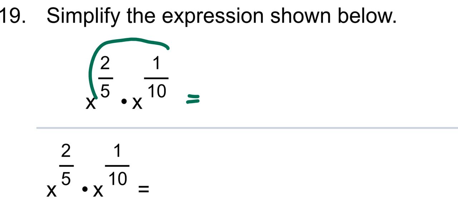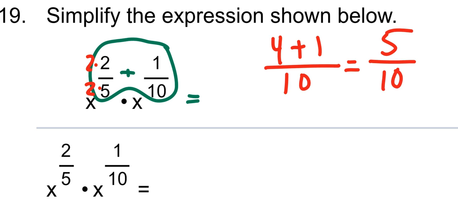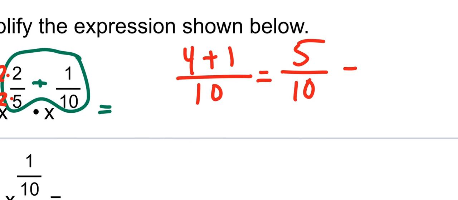Okay, when you multiply like bases, what do you do with these exponents? You add them together. Good answer. We need common denominators to do that. What should we do? Multiply the first one by 2, top and bottom. So we have 4 plus 1 on the top, and 10, the common denominator, on the bottom. Several of you said the reduced form of that, which is 1/2.